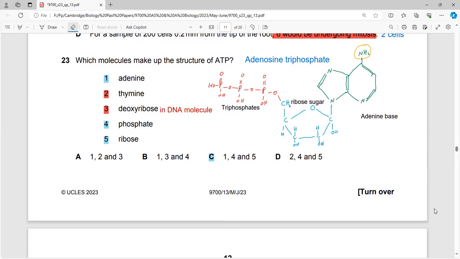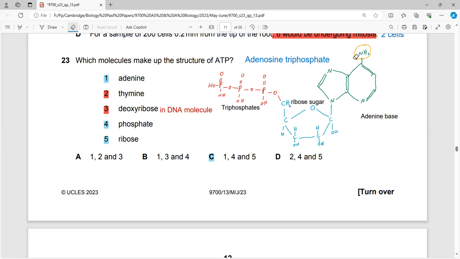The question number 23: which molecules make up the structure of ATP? So that is adenosine triphosphate. In this adenosine triphosphate, we can see the ribose sugar. That is a pentose sugar. And at the carbon number 2, you can see the hydroxyl group is present. So that is our ribose sugar.